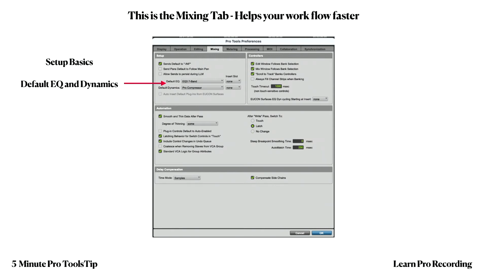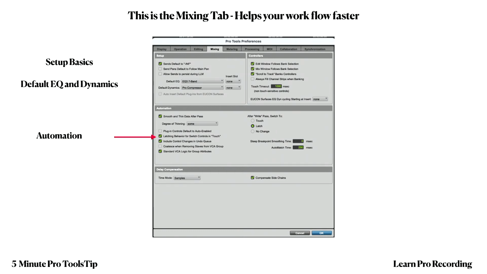This is just a helpful feature to help your workflow go a little bit faster. You can pick a default EQ and a default dynamics. It shows up at the top of your list whenever you go to do an insert. It just shows up at the top. As you can see, mine are normal, just the regular ones that come with Pro Tools.